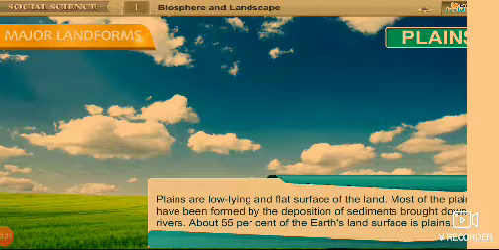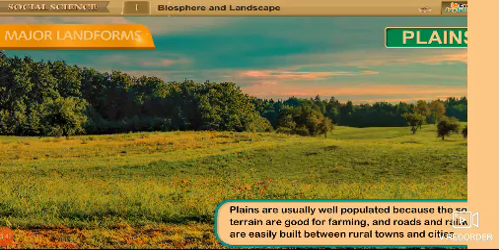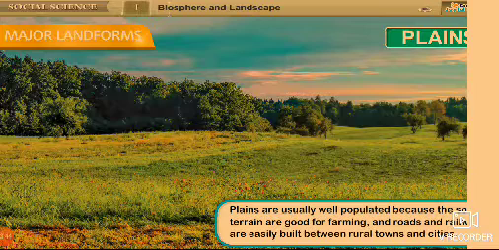Plains. Plains are low-lying and flat surfaces of land. Most of the plains have been formed by the deposition of sediments brought down by rivers. About 55% of the Earth's land surface is plains. Plains are usually well populated because the soil and terrain are good for farming, and roads and railways are easily built between rural towns and cities.